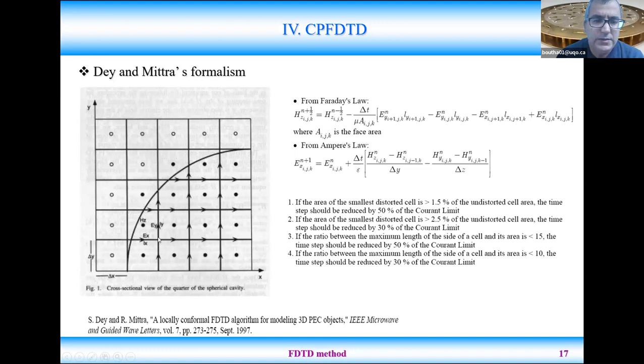So if we use a staircase, we will have something like this. Everything on the other side here will be electric field equals zero, and here electric field not zero. But this is not very accurate. And if we want more accuracy, we can decrease the meshing, but this is really time consuming. So another way to increase accuracy without decreasing the meshing is to use this technique, so CPFDTD.